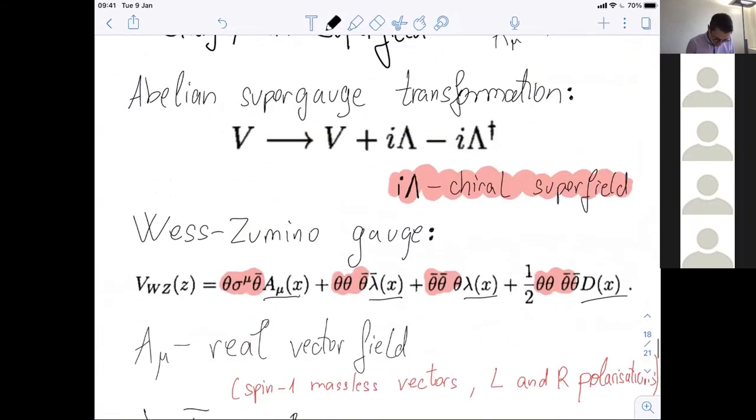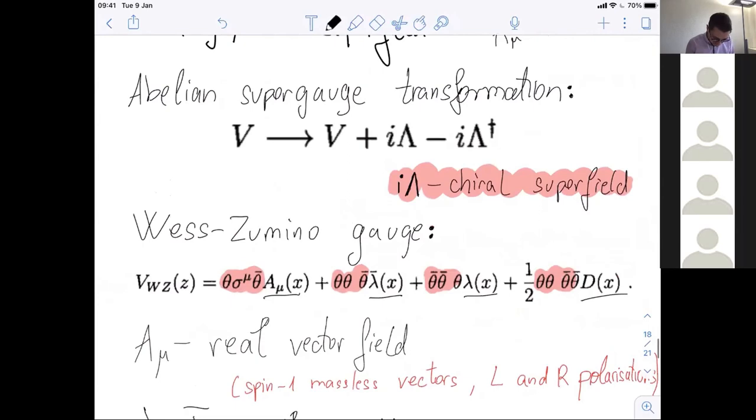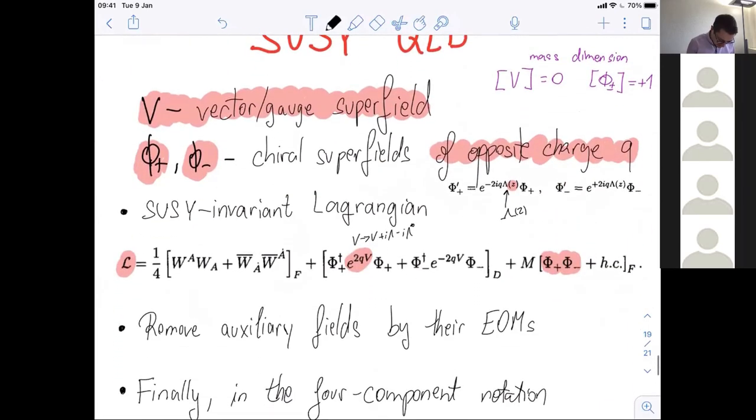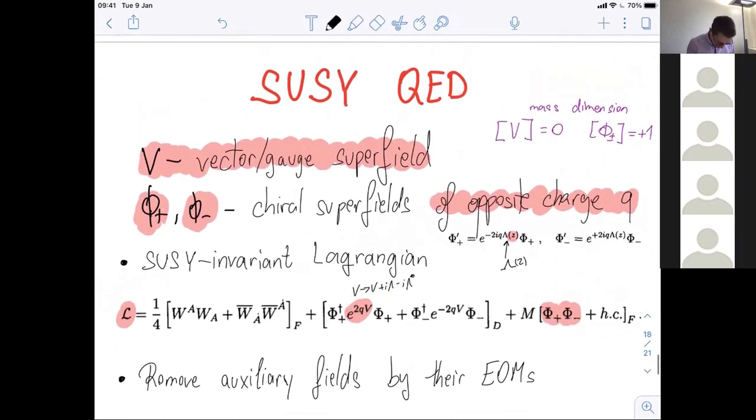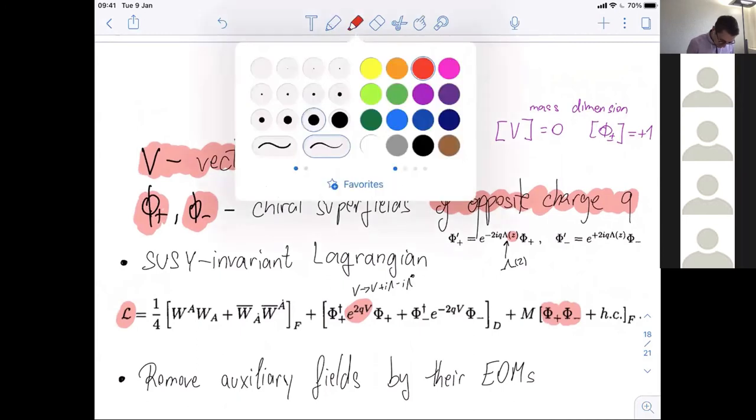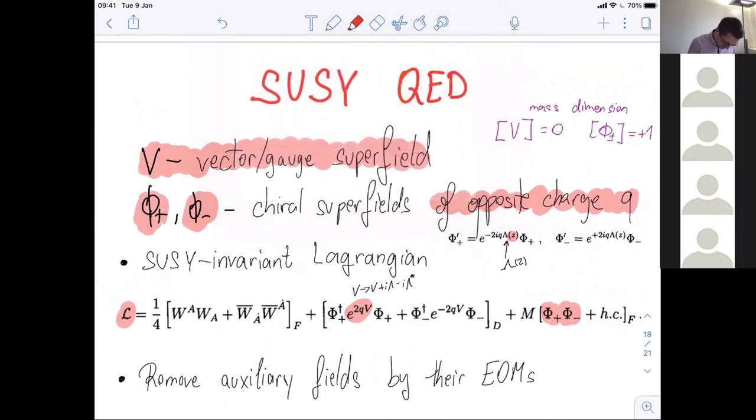From here, that's how the vector field transforms. So it has to go in the exponent. And then finally, this piece is just the supersymmetric analog of the kinetic term for the gauge field.